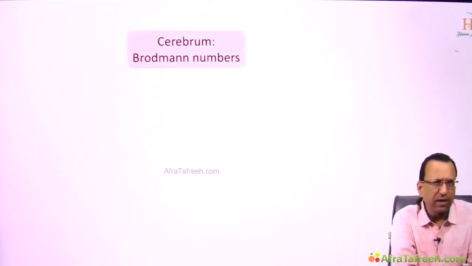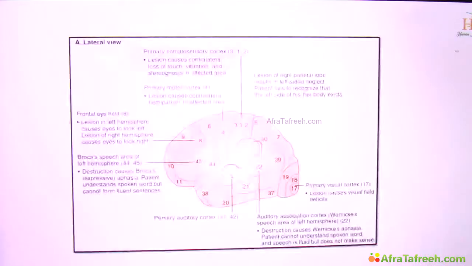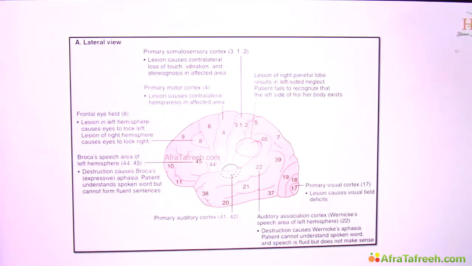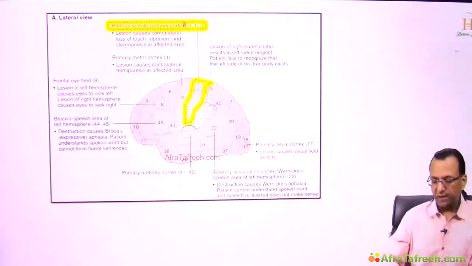Let's move further, and we want to talk about Brodmann numbers. There are some Brodmann numbers which we have to remember because the examiner asks frequently. So let's do that. You are looking at this diagram, which will repeat some information and add some more. You see, this is the precentral gyrus, which is area number 1, 2, 3.